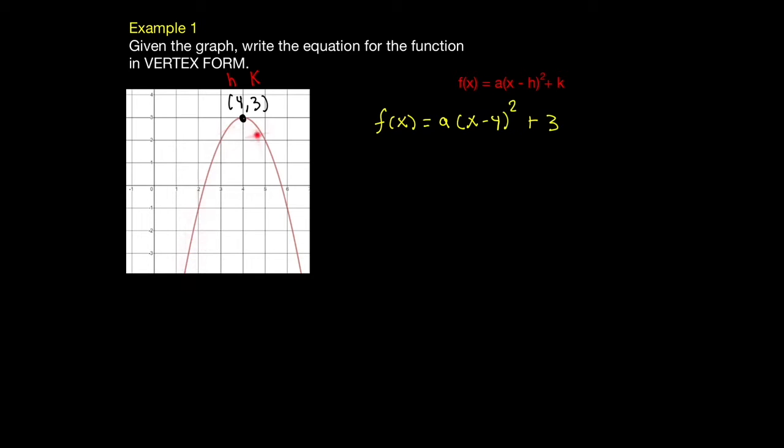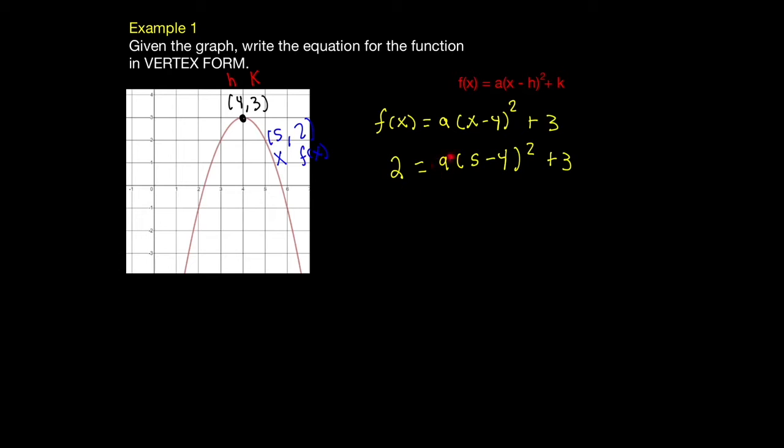Next, I'm going to pick a value on the graph that's going to help me solve for a. And I'm going to choose this point right here, which is (5, 2). 5 is going to replace the x variable, and then 2 is going to replace f of x. So let's go ahead and make those substitutions. So my equation should now look like 2, because again, the second value here is going to replace f of x, and that's going to equal a multiplied by quantity. I'm going to replace x with 5, and then we have minus 4 quantity squared plus 3.